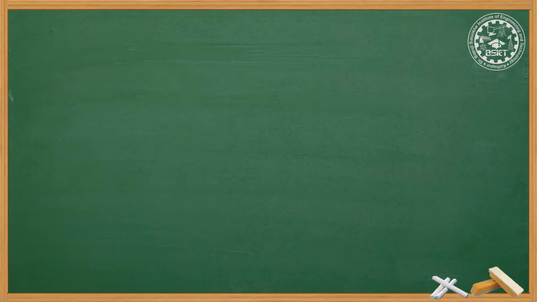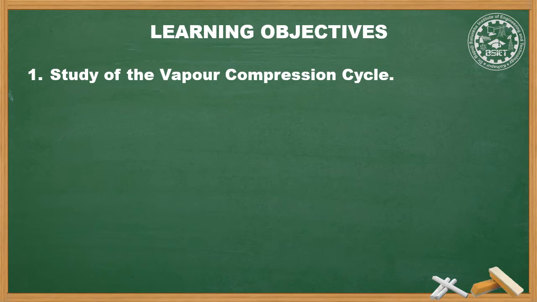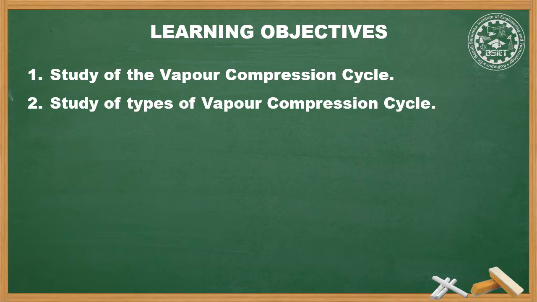The learning objectives for today's session are: number 1, study of vapor compression cycle. The vapor compression cycle, generally used for refrigeration effect, will be studied in today's session. Second, study of types of vapor compression cycle. Different types of vapor compression cycle will also be studied in today's session.